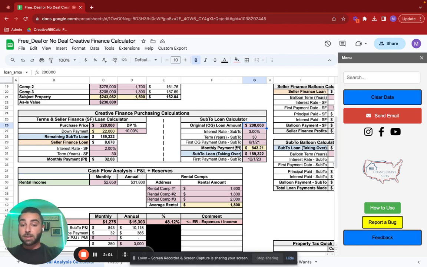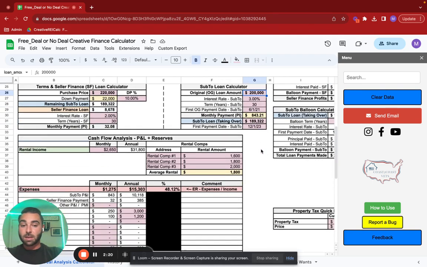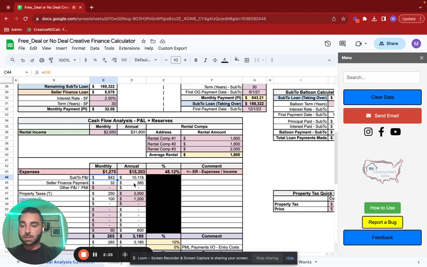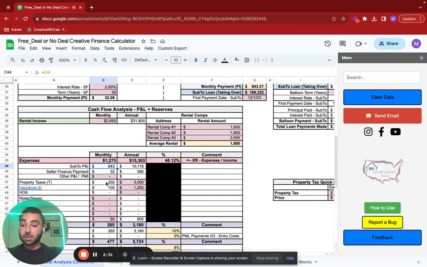And then, when did they make their original first payment? In this instance, it's June 1st, 2021. All these values are utilized to calculate what the monthly payment is on this loan balance. At these terms, the principal and interest payment is $843.21. That value goes right into here under the cash flow analysis section, under your expenses. The first expense being the principal and interest on the sub-2 loan. Don't worry, the taxes and insurance are down here.